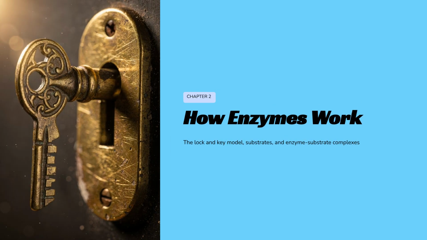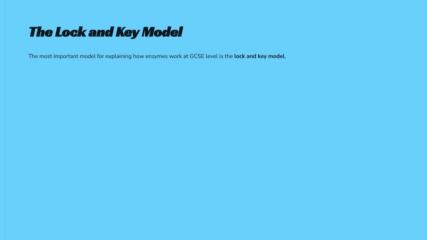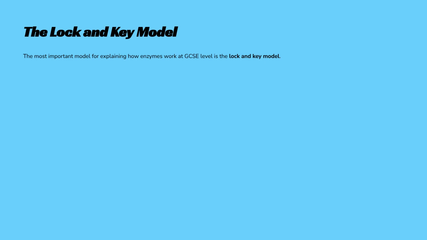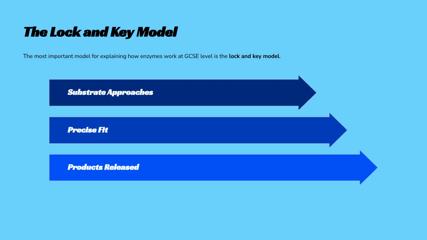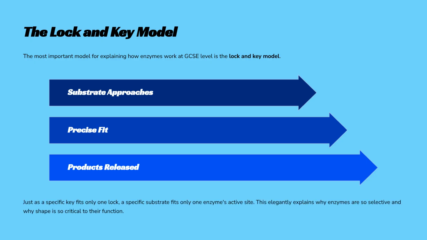Chapter 2 focuses on how enzymes work, covering the lock and key model, substrates, and enzyme-substrate complexes. The lock and key model is the key to understanding how enzymes work. A specific substrate fits only one enzyme's active site, just as a key fits only one lock. This explains the high selectivity of enzymes.